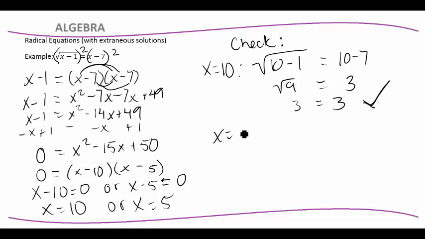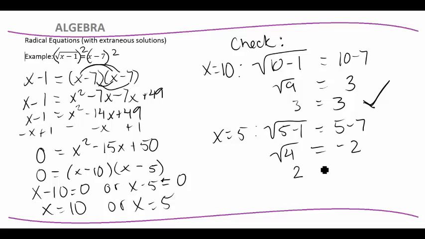Now let's try x equals 5. Square root of 5 minus 1 equals 5 minus 7. So 5 minus 1 is 4. The square root of 4 is 2, equals negative 2, which does not work. So our extraneous solution is x equals 5. So the only solution to the equation is x equals 10.